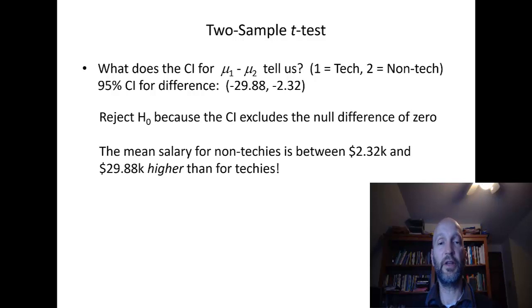The second thing we get is an estimate for what that difference is, and based on the data that we have, which is not a lot of data, we see that the difference is somewhere between $2.3 thousand and almost $30,000. So good news for the non-techies. But the point here is that we have the same story as told by the p-value and the critical value approach.